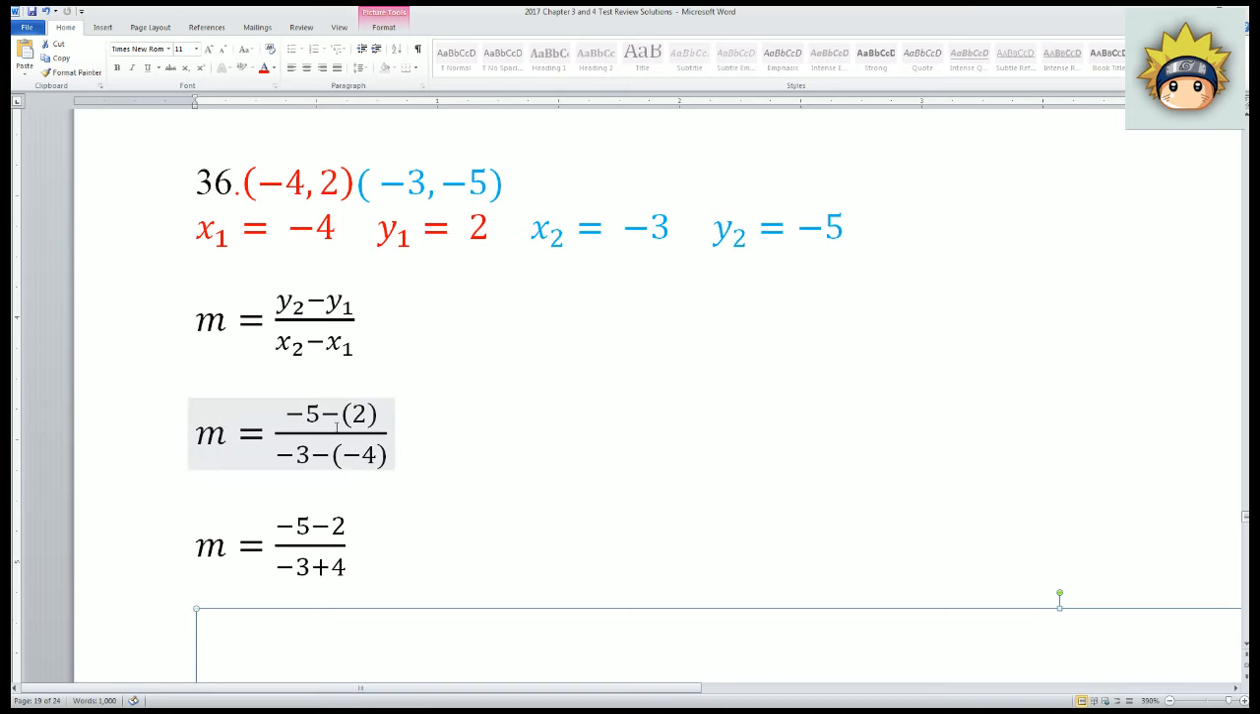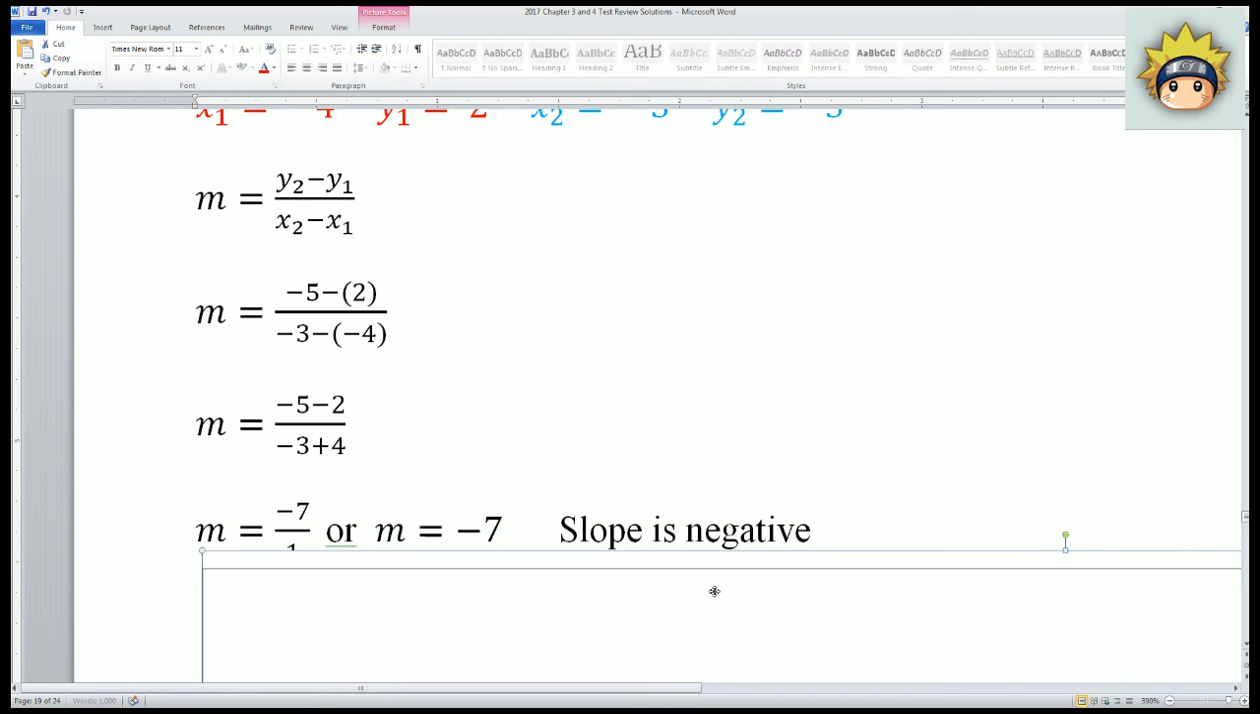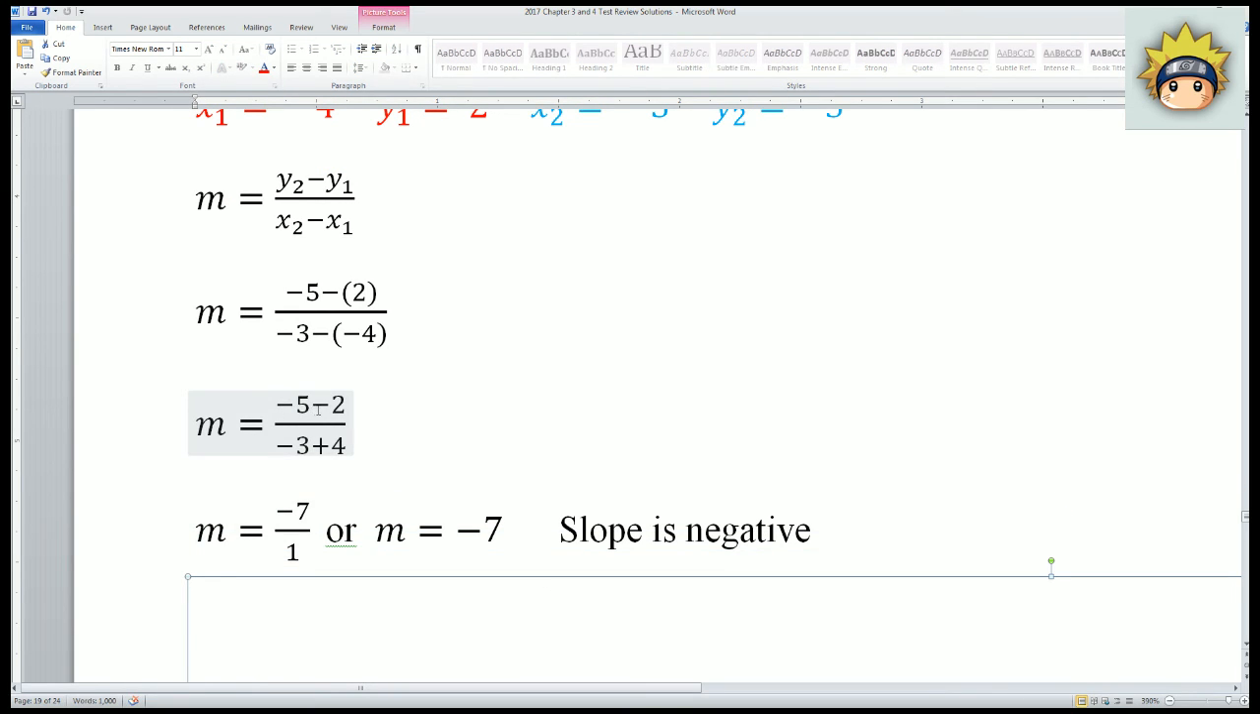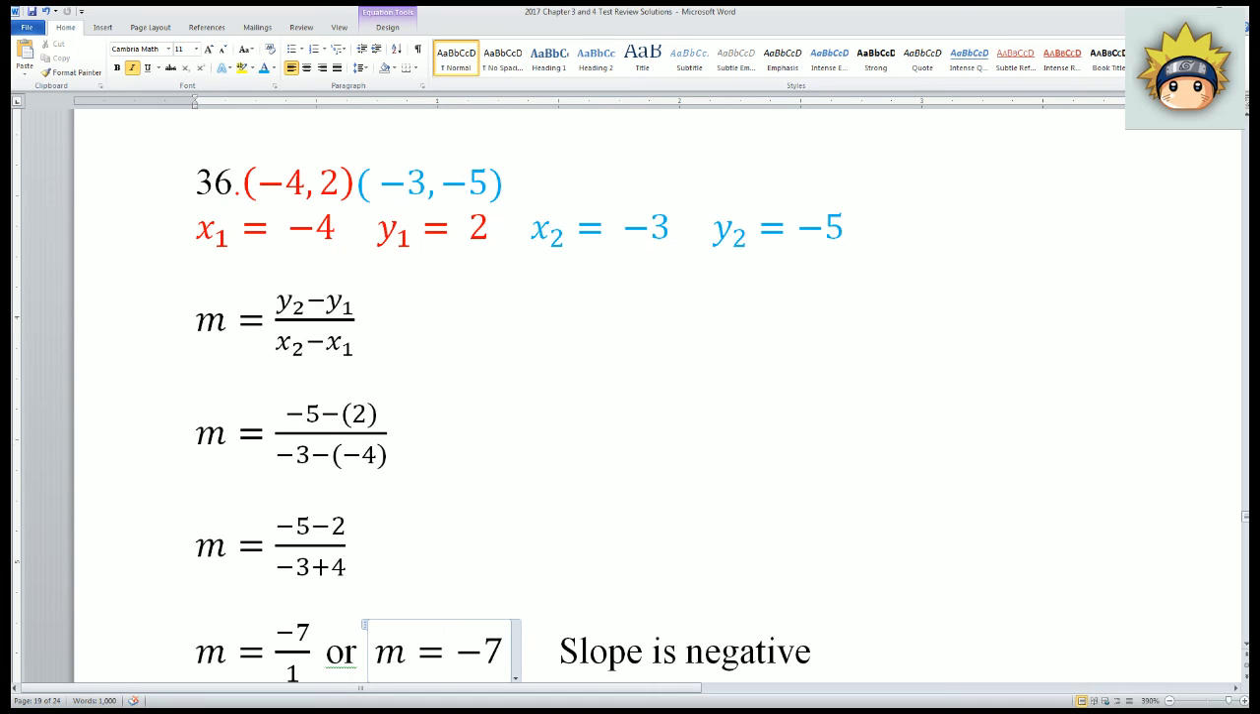Now we can simplify. Negative 5 minus 2, and negative 3 minus a negative 4. Minus a negative is the same thing as adding, right? So the bottom is negative 3 plus 4. Now you can simplify it. m is equal to negative 7. Negative 5 subtract 2 is negative 7. The bottom, negative 3 plus 4 is 1. So any number divided by 1 is just that number, which is negative 7. Notice how this is a negative number, so we say that the slope is negative. Here you go. This is the solution for all the slope questions 29 through 36.